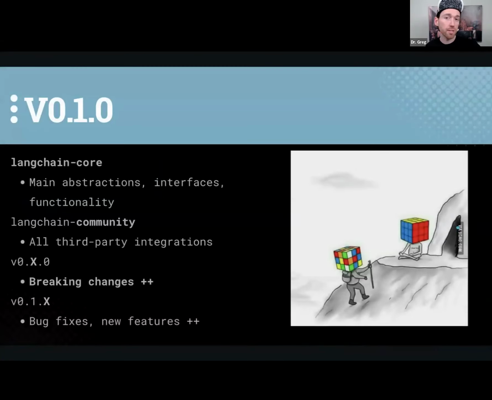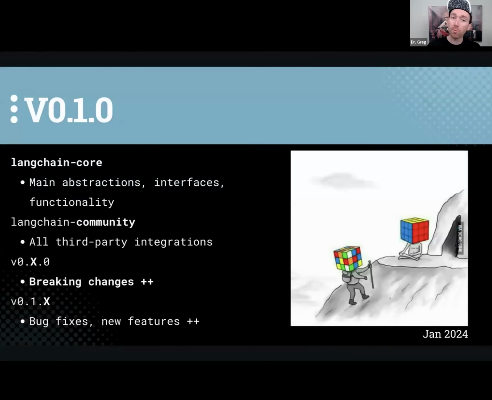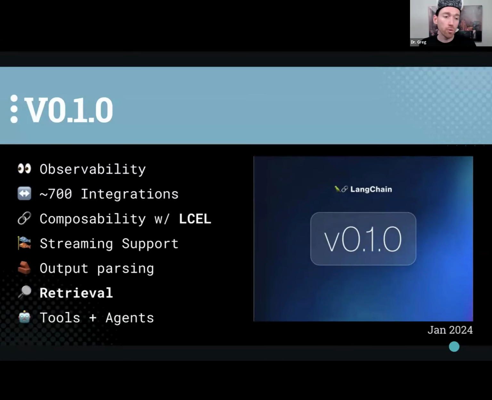So January last year, they released V0.1. So they were like, no more breaking changes. We got core. We got community. We're going to get after it. We're serious. Now, they talked about a lot of stuff. We're going to talk about two particular things today. We're going to talk about composability with LangChain expression language, or LCEL. We're going to talk about retrieval, obviously, RAG.